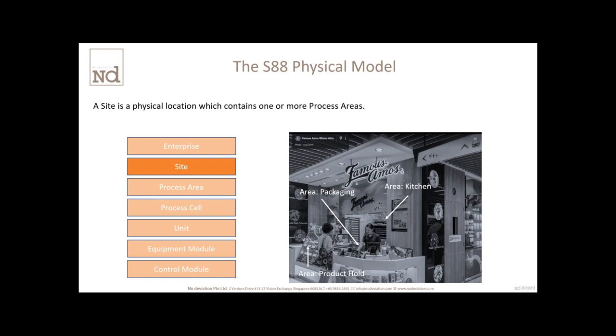And a site is comprised of one or more process areas. So for example, when I was writing this and I was in quarantine, first thing that came to mind was Wisma across the street. And so the Famous Amos site at Wisma, to basically take a cookie shop and turn it into terms more familiar to us and a whole lot less fun. They have a kitchen slash production area, a packaging area, and a product hold area.